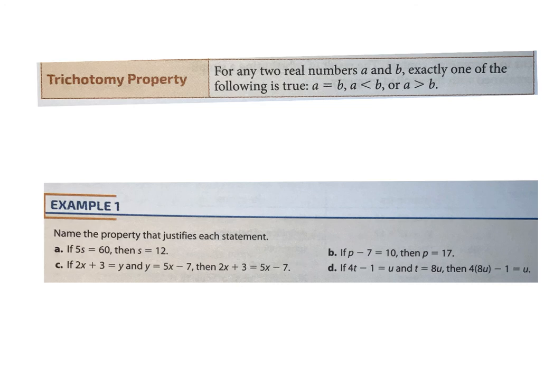This should remind you of one of our deductive reasonings. If 2x plus 3 equals y, and y equals 5x minus 7, then 2x plus 3 equals 5x minus 7. It's the transitive property, or law of syllogism, right? So it's like the law of syllogism. This is the transitive property when it comes to equality. If A equals B and B equals C, then A equals C. This is the transitive property.